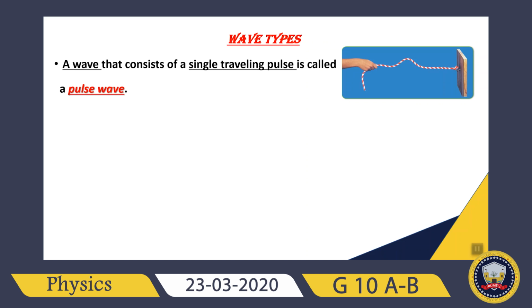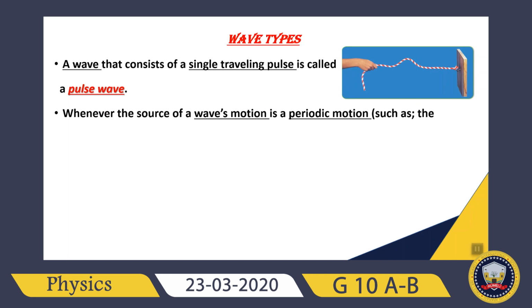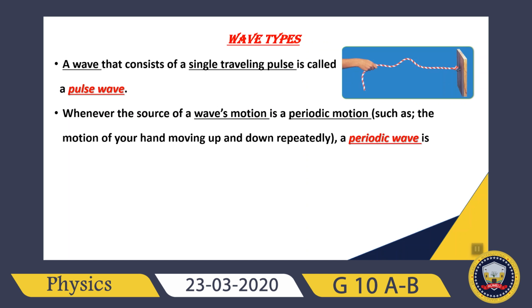So what happens if you repeat it many times? Up and down, up and down the rope. Or even your hand, you can try it. Whenever the source of wave motion is a periodic motion, meaning repeated many times, such as your hand moving up and down repeatedly, this motion is called periodic motion. So the wave in such a case is called a periodic wave.